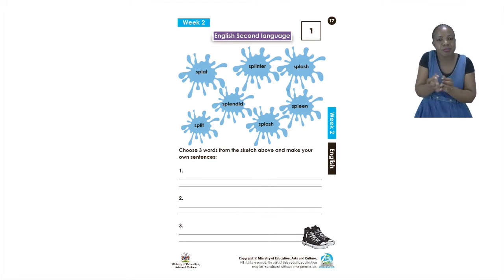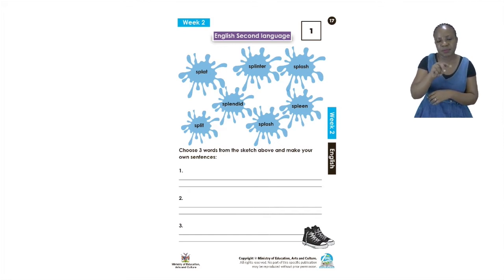Now, I'm going to try and explain what each word means. Splat is a sound that something makes that is liquid when it has been put on the floor. Then a splinter is a small tiny piece of wood that may have gotten on your finger and that you need a pair of tweezers to take it out. And then the word splash is the sound that is made when anything is entering a body of water, like someone diving into a pool.